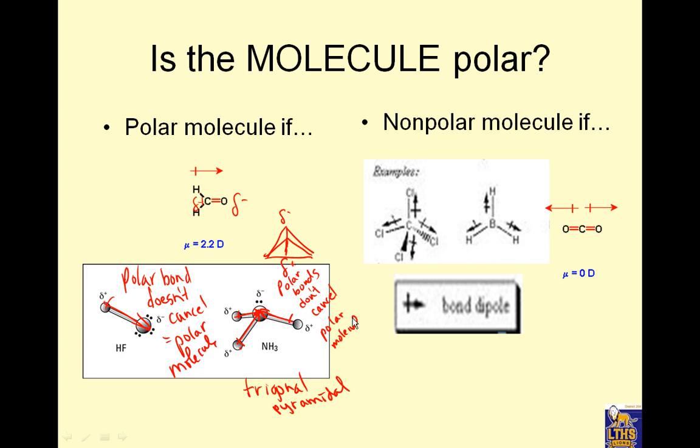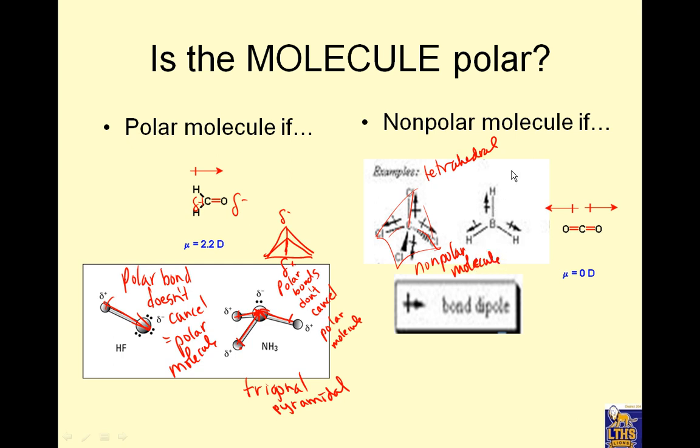All right, again, those are polar. Maybe you get that. But what does it mean to be nonpolar? Okay, so we have a tetrahedral. Again, we have polar bonds between C and Cl, but those four polar bonds in this tetrahedral cancel each other out. So this is a nonpolar molecule, because the polar bonds cancel.